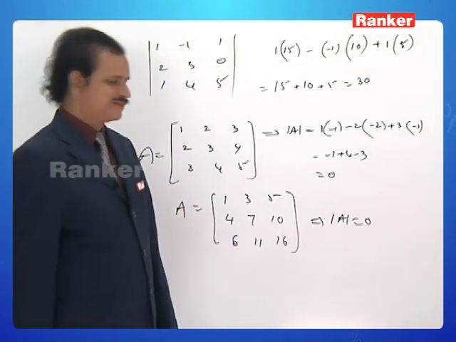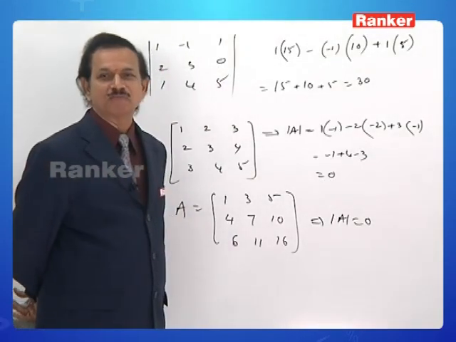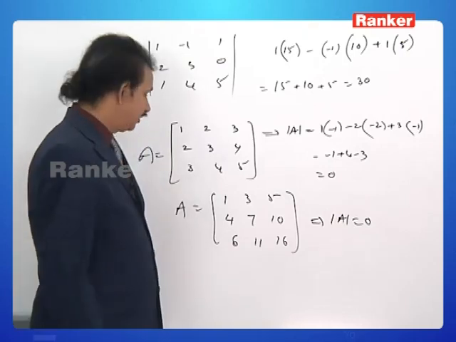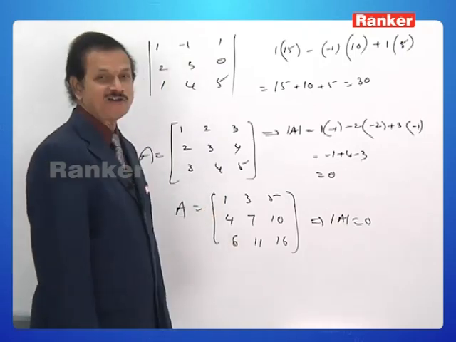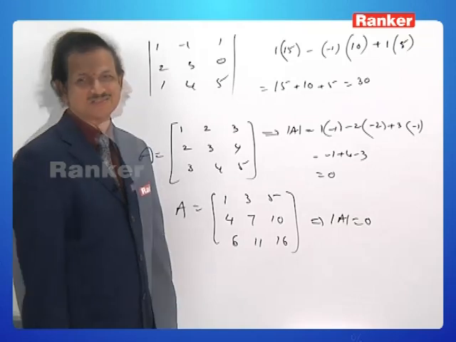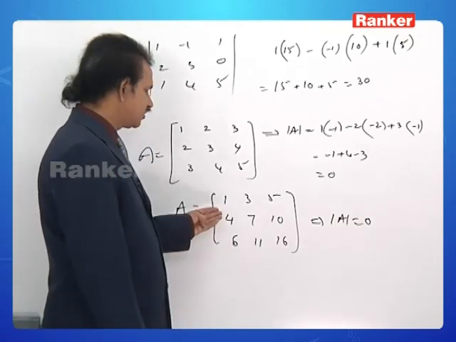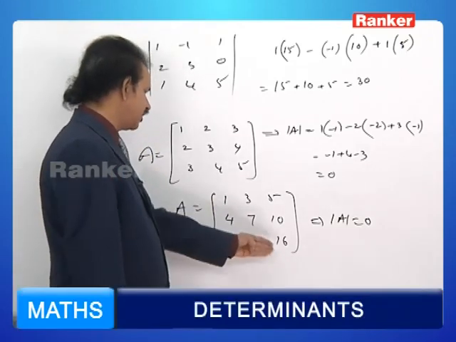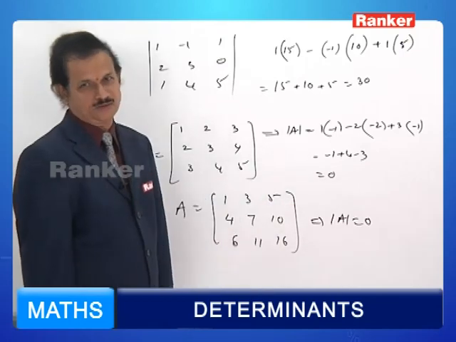You calculate. What is the reason? All the 3 rows are in AP. You see, 1, 4, 6 are not in AP, but it's not needed for us. We have seen that the 3 rows are in AP. Then the determinant is 0.